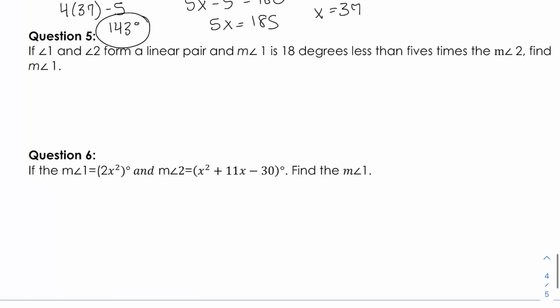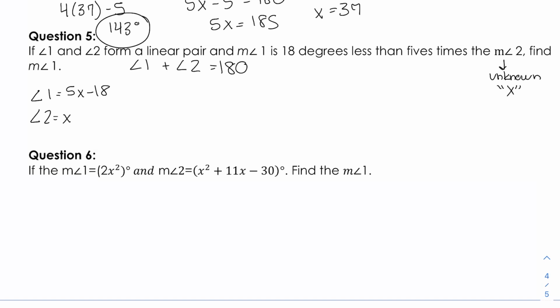Okay, question 5. So 1 and 2 form a linear pair. So again, if I add angle 1 and angle 2, that is equal to 180. Okay, so then we have angle 1 is 18 degrees less than 5 times the measure of angle 2. So angle 2 is now my unknown, and I call that X. So we have angle 2 is now equal to X. Okay, so then I'm going to read that statement again. So angle 1 is 18 degrees less than 5 times X. So 18 degrees less than 5 times X is 5X minus 18.